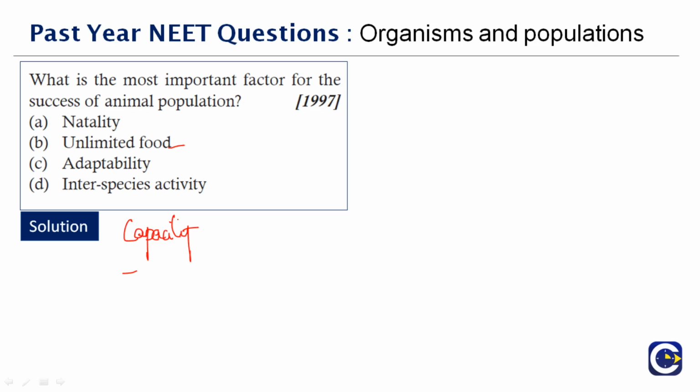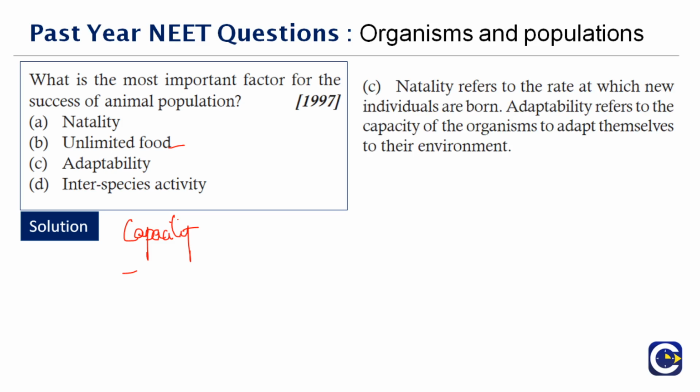Unlimited food, to some extent, it will not be the same throughout, right? Because conditions might be favorable, some conditions can be unfavorable also. So unlimited food and all cannot be considered as a category. So the best thing or the important factor for the success of this animal population is adaptability. Okay, C is the right answer.